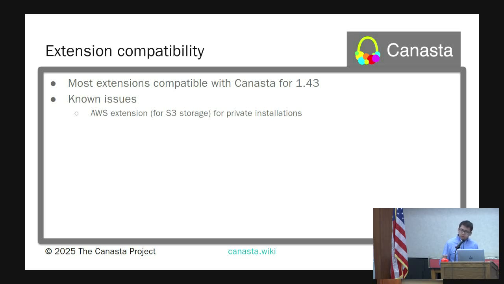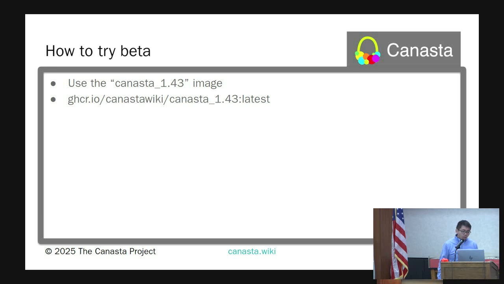I think there was an issue with the AWS extension used for S3 storage for private installations. I'm not quite sure if it's completely resolved, but it's just a small blocker if anyone does use that. And the way to try it is we have a Canasta underscore 1.43 image that you can download from GHCR.